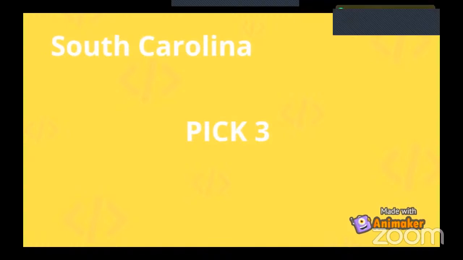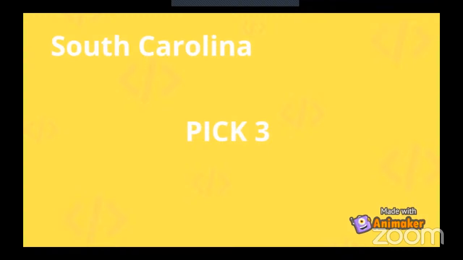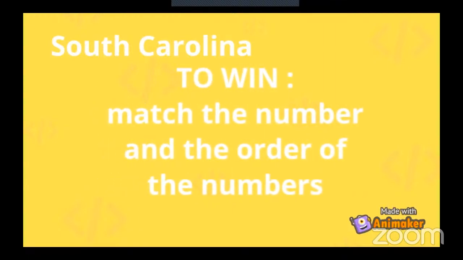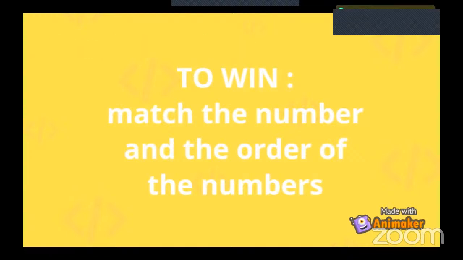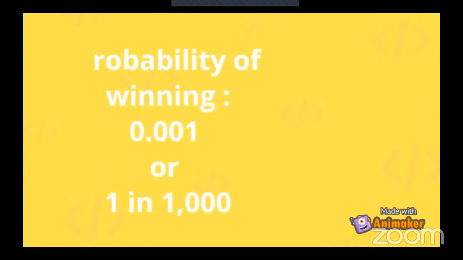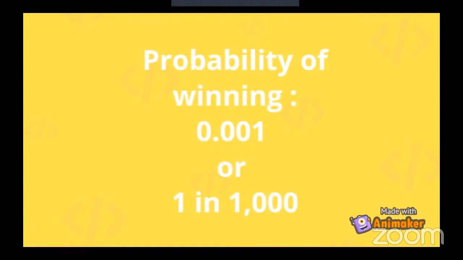Lotteries. The classical approach to probability can also be applied to lotteries. In South Carolina, one of the games of the education lottery is Pick 3. A person buys a lottery ticket and selects 3 numbers between 0 and 9. Once per week, the 3 numbers are randomly selected from a machine that tumbles 3 containers, each with balls numbered 0 through 9. One way to win is to match the numbers and the order of the numbers. Given that 1,000 possible outcomes exist, 000 through 999, the probability of winning with any 3-digit number is 0.001 or 1 in 1,000.